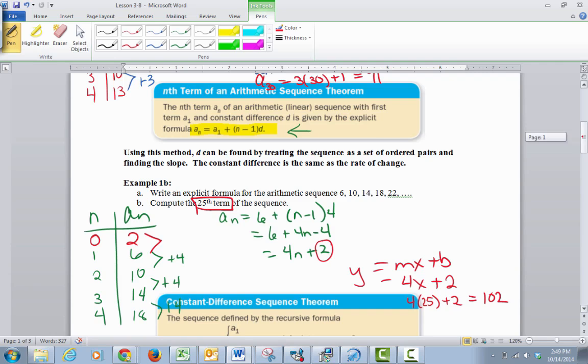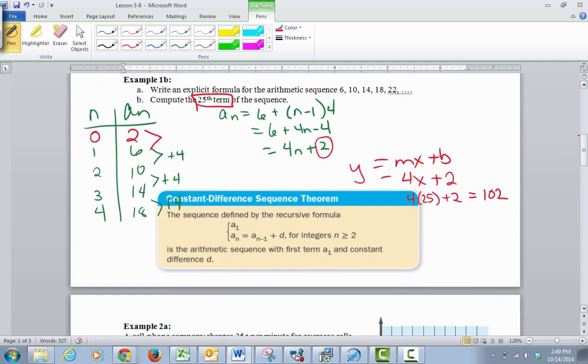All right, the other thing that's important here, you guys might want to write this down, is this formula. The sequence defined by the recursive formula, and d is your constant difference. So you can write that down somewhere in your notes.